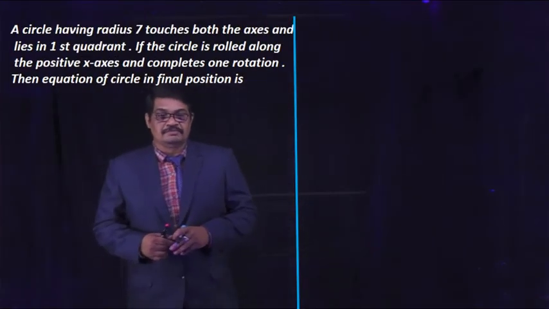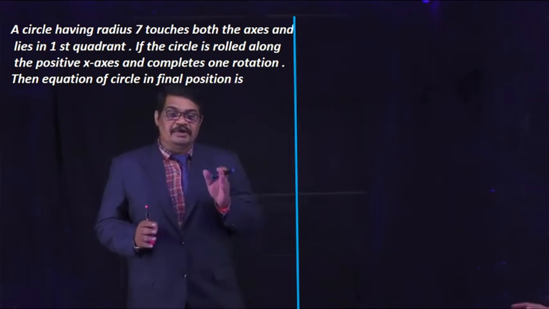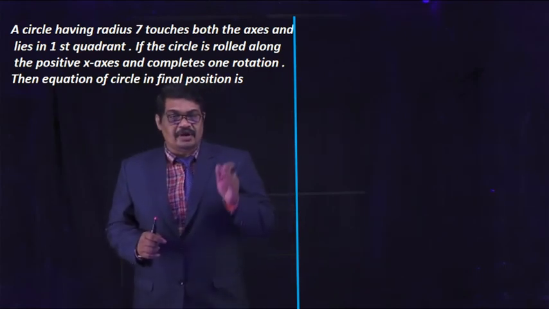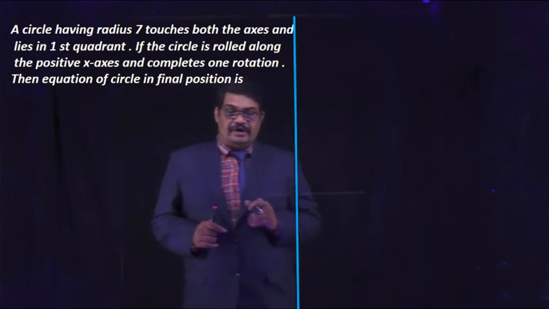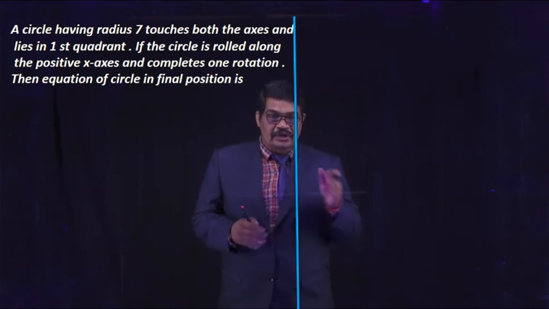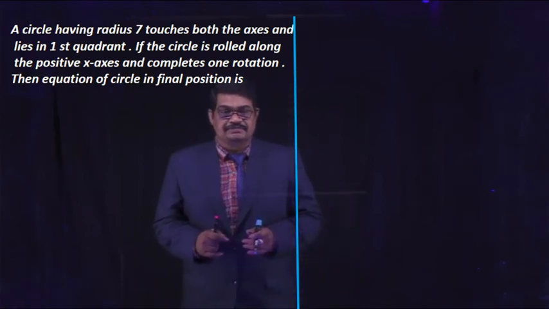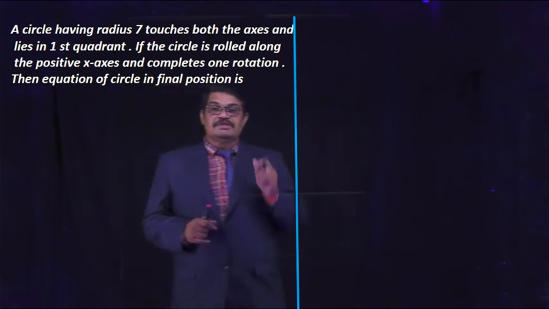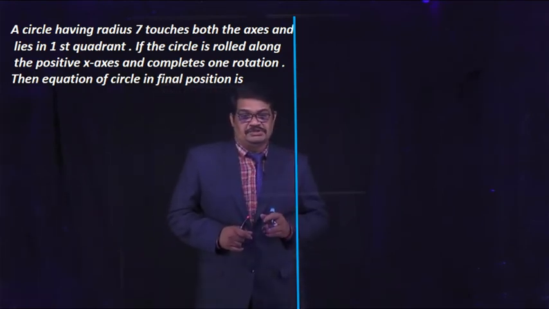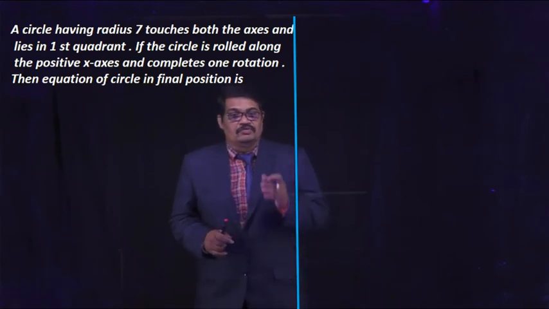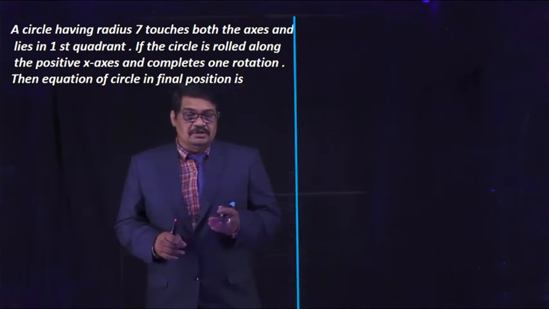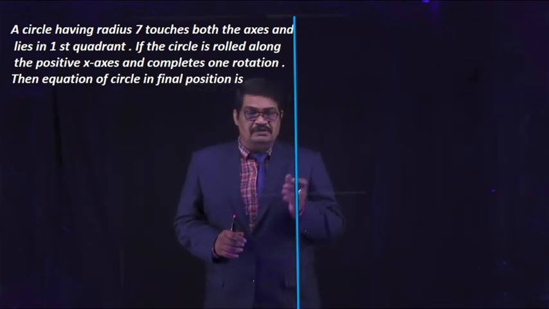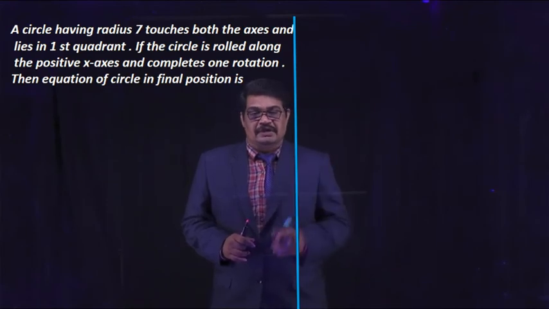See another problem. A circle having radius 7 touches both the axes and lies in the first quadrant. If the circle is rolling along the positive x-axis and completes one rotation, then the equation of the circle in the final position. Here we have to find the equation of the circle. After rotating the circle one complete rotation, what is the equation of the circle in the final position?